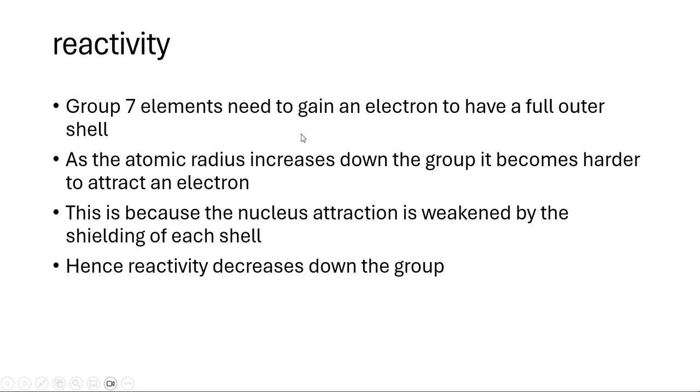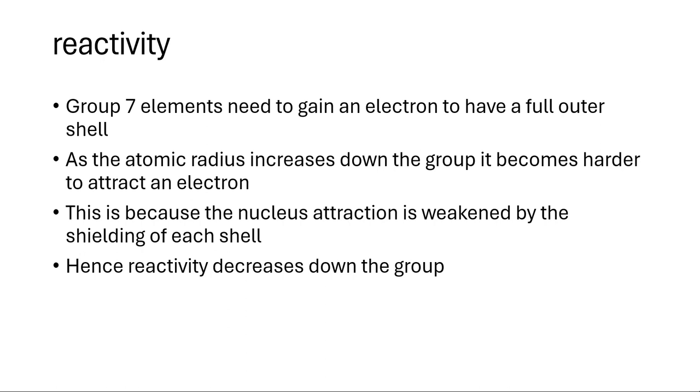Reactivity. Group 7 elements are called halogens, and these need to gain an electron because they're non-metals. They need to gain one electron to have a full outer shell, because they have 7 electrons on the outside.